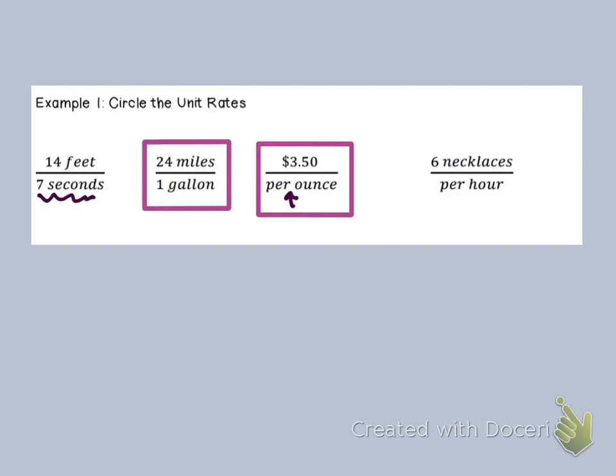And then 6 necklaces per hour. So maybe this is someone who makes necklaces and they can make 6 in 1 hour. That is also a unit rate. That second measurement is 1.